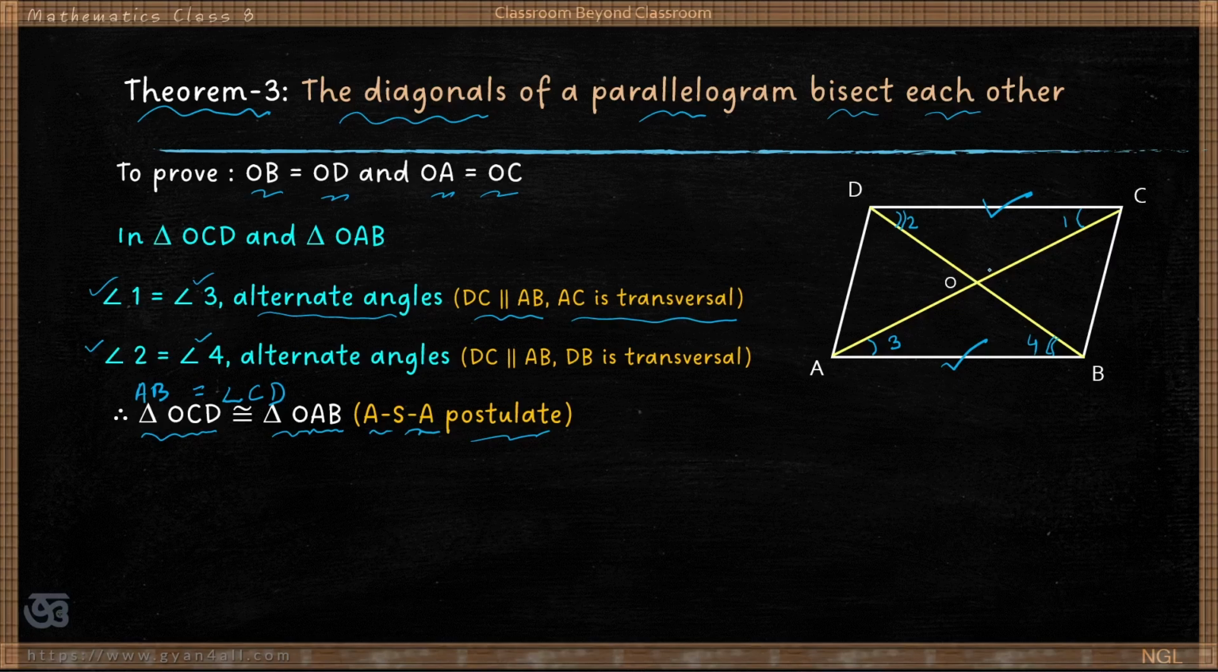So if they are congruent, then we get that OA is equal to OC and OD is equal to OB. So we get OA equal to OC and OB equal to OD, and this we had to prove: that OB is equal to OD and OA is equal to OC. So this is the proof of Theorem 3. The diagonals of a parallelogram bisect each other. That means the AC diagonal bisects the BD diagonal and the BD diagonal bisects the AC diagonal. Okay, fine.